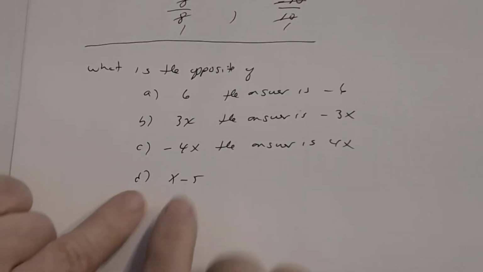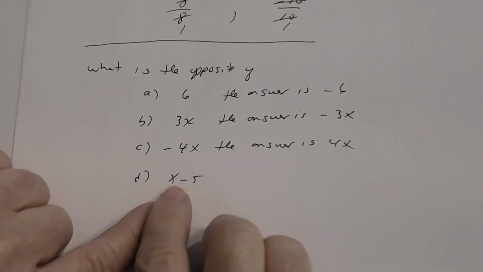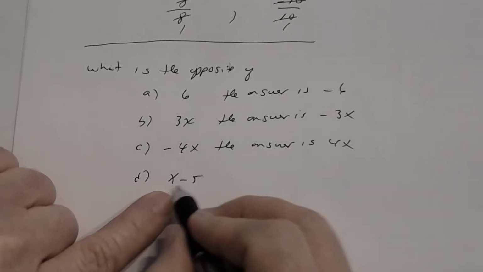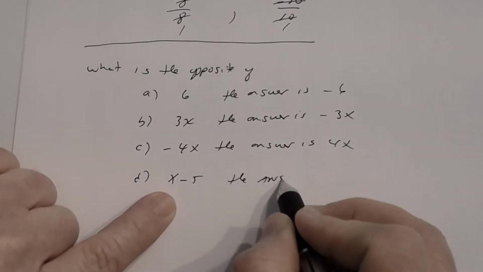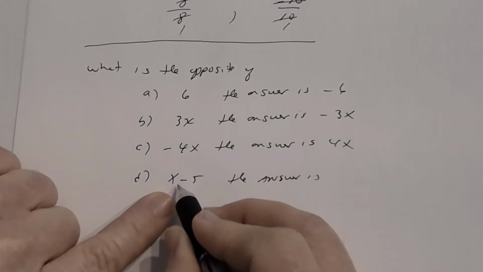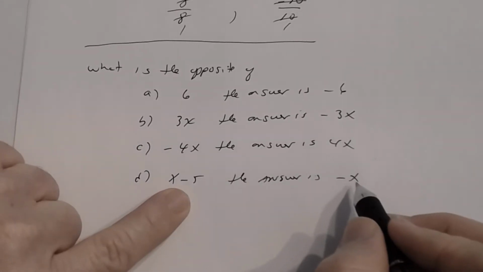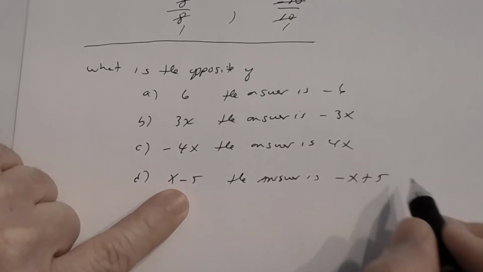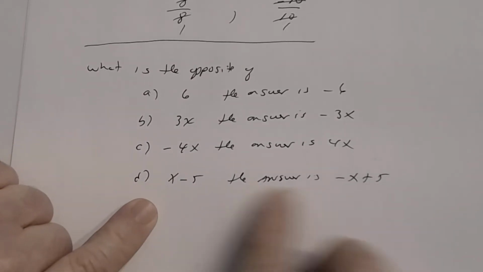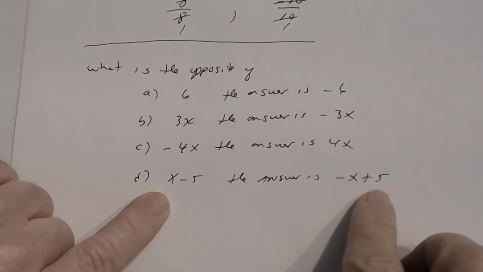So here you have two terms. So you just take the opposite of each one. So the answer is the opposite of negative x. The opposite of positive x is negative x. The opposite of negative 5 is positive 5. So the opposite of x minus 5, you just change the signs, is negative x plus 5.